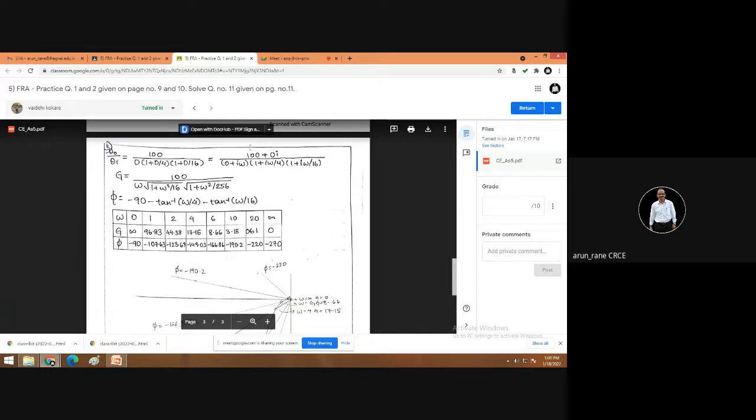Now here the magnitude will be under root of real part square plus imaginary part square. So that is 100 square plus 0 square, square root, so it is 100. Here the real part is 0 and the imaginary part is omega, so under root of omega square. Then same here, 1 plus omega square upon 16, and here it is 1 plus omega square upon 16 square, that is nothing but 256.